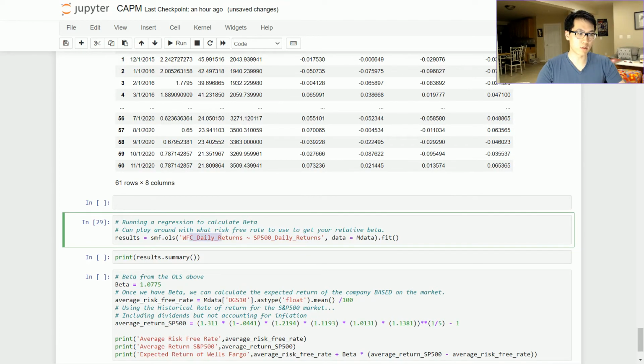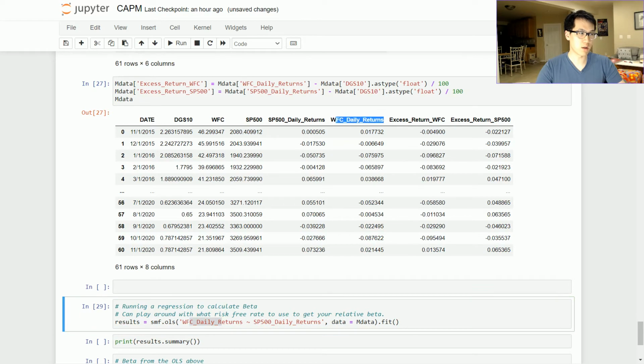So we have the Wells Fargo daily returns. No, I didn't do excess. I'll switch those variables real quick and you can see what that is. But we have the daily in respect to the S&P 500 over here. Let's run that, print the results.